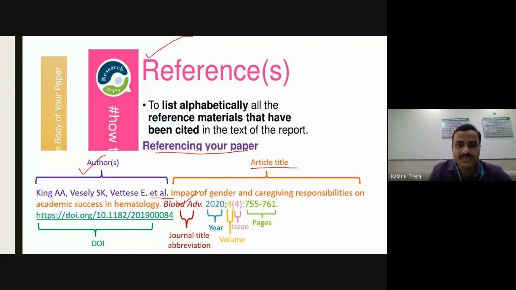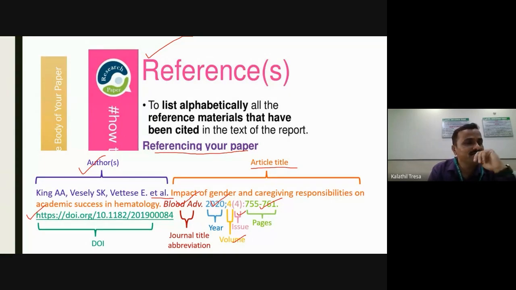Then the year of publication of that research article. Then the volume of that article, in which volume that article is being published. Then the issue, and lastly the page number. And the last one, now most of the journals have this DOI, which is called the digital object identifier number. If we put this number, we will get the article information or the total article. So like this, we have to write the references of the journals.